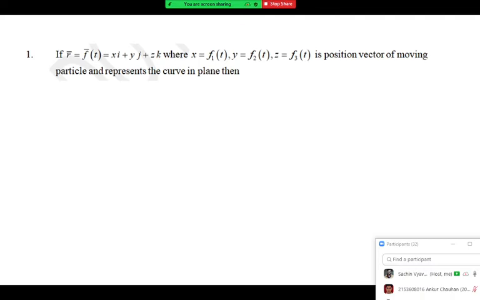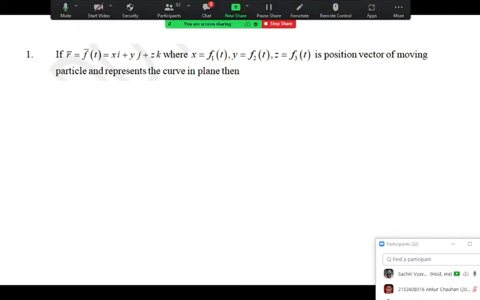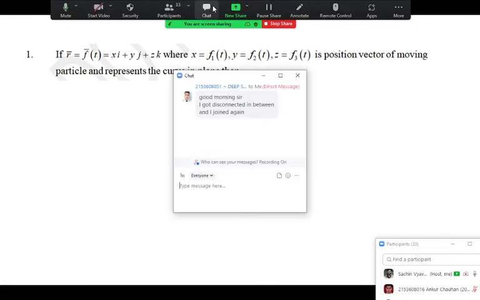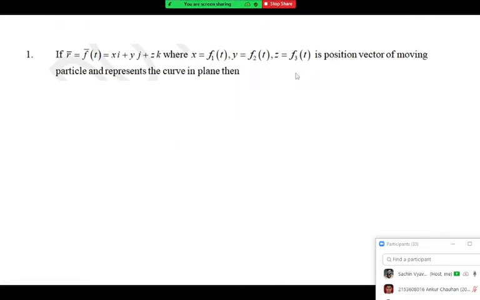Before we start, how do we get the velocity and acceleration? Derivative of displacement. Yes, the derivative of displacement is the velocity. Good. But before we go to those definitions, let me tell you about the equation written on the screen.